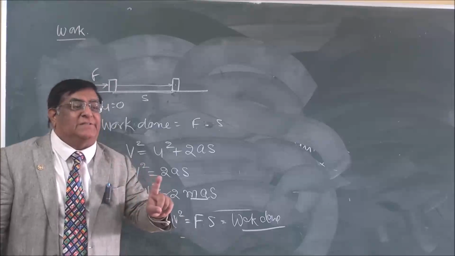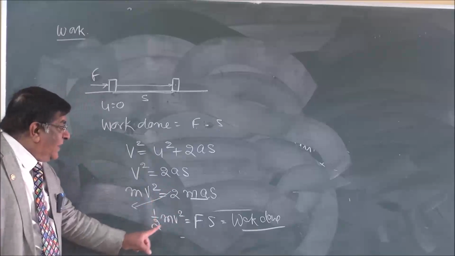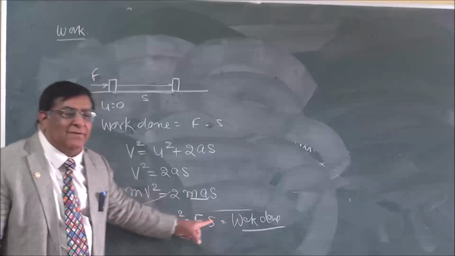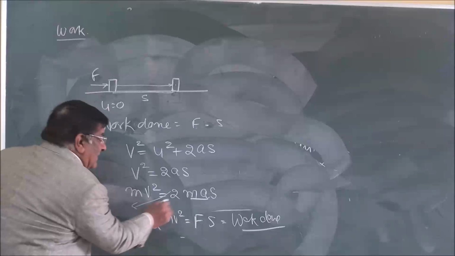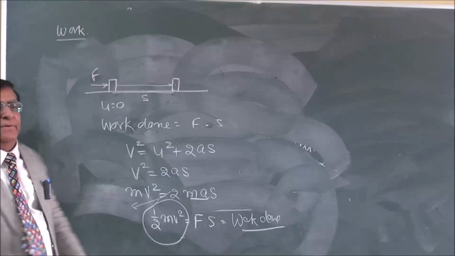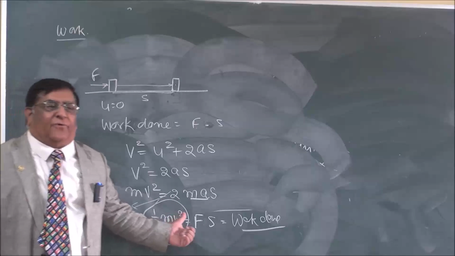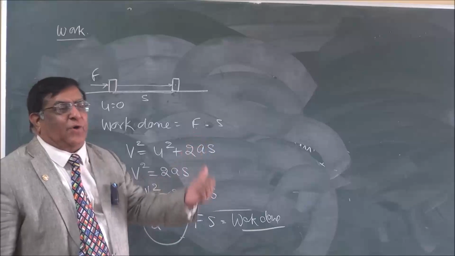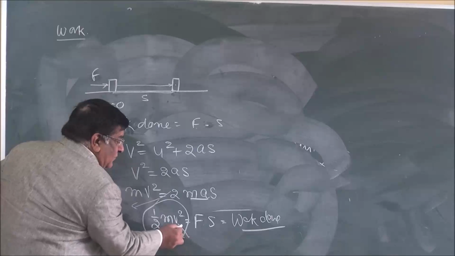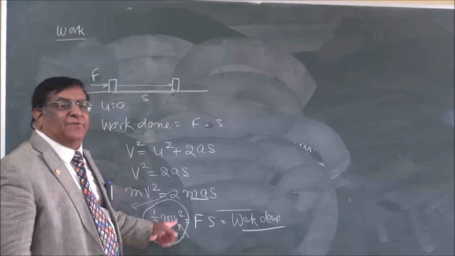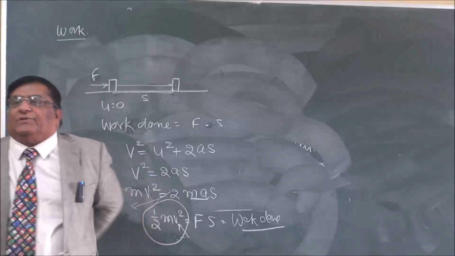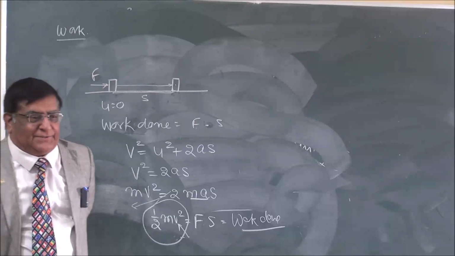But we should not change the meaning. Half mv square, do not change the meaning. But the data required is m into v square. So this becomes the formula for kinetic energy, because it is using the terms used for kinematics, v. Understand? So this is the format of kinetic energy.